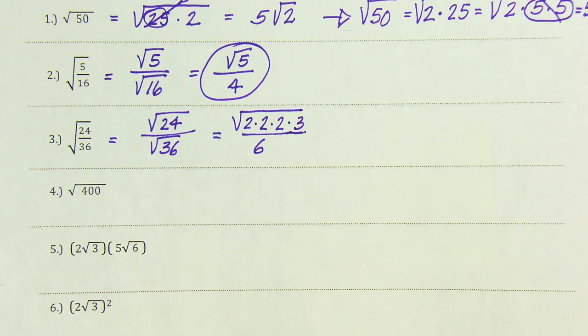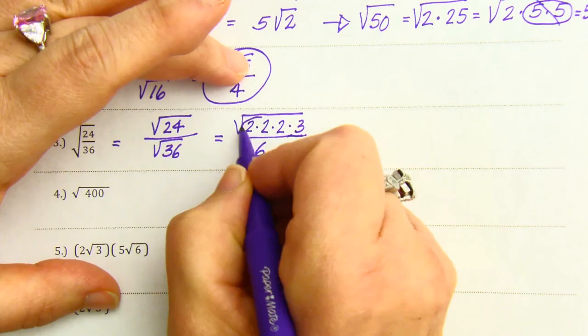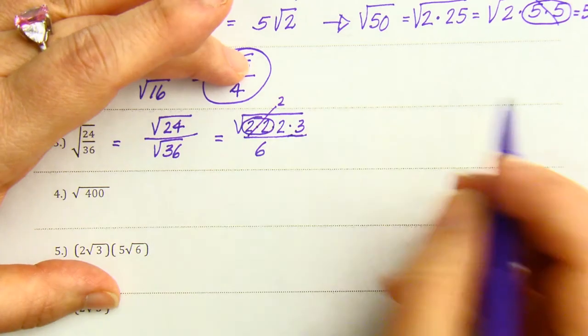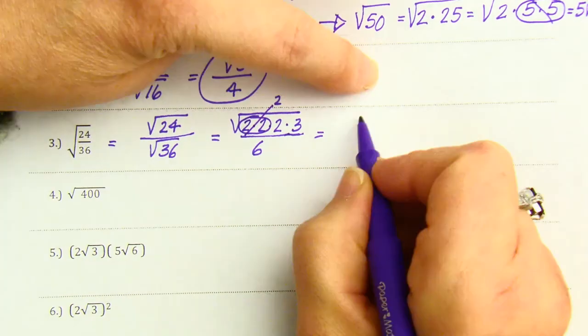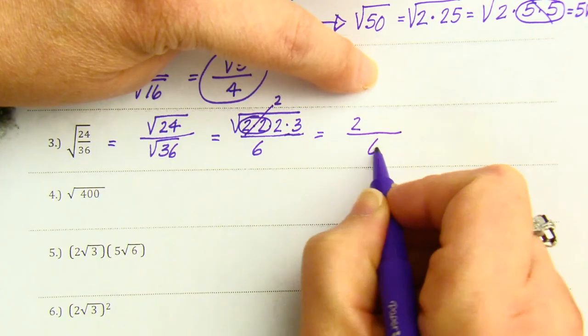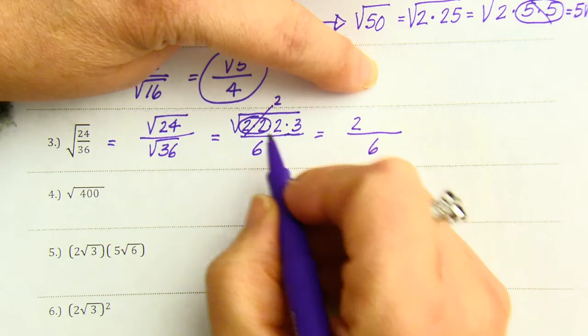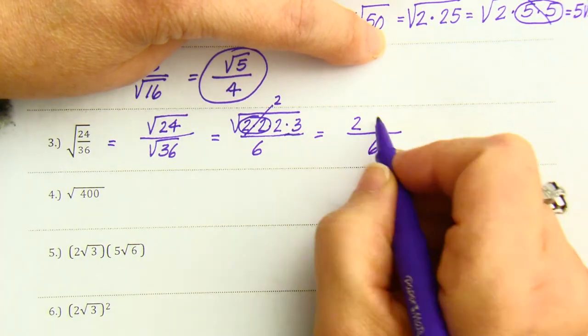All right. This pair of 2's comes out as a 2. So I've got 2 on the outside in the numerator. 6 is in the bottom. Now I have to multiply 2 times 3. I can't just leave it like that. That's times the square root of 6.